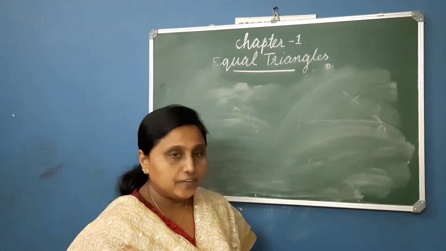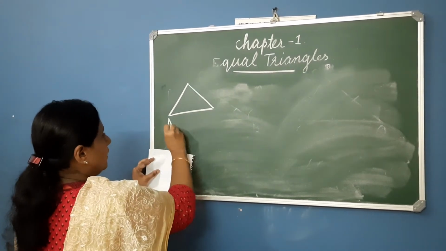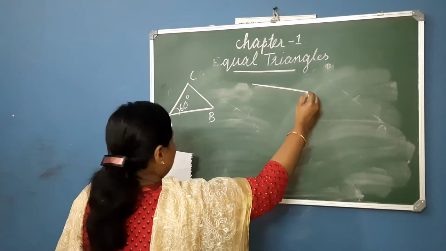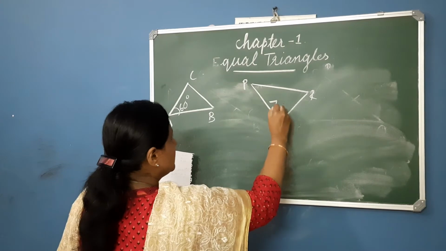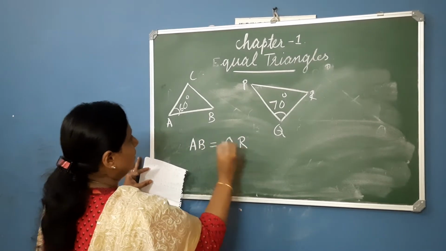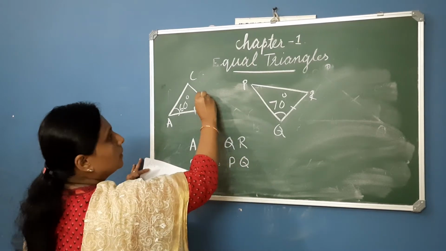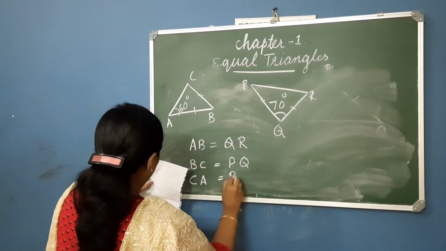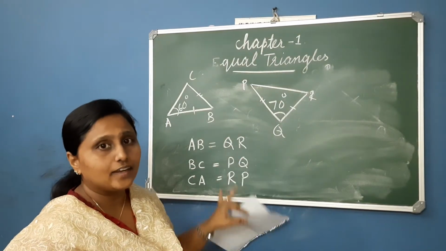Next, I have given you a homework question, that is triangle ABC and angle A 60 degree, triangle PQR in which angle Q is equal to 70 degree, and the facts that AB equal to QR, BC equal to PQ, and CA equal to RP. So then find other angles of the triangle.